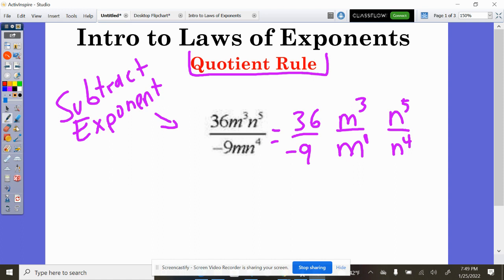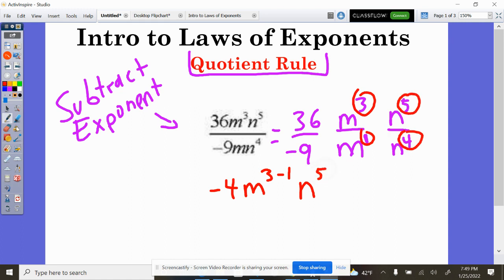So the first thing I'm going to do, even though I'm subtracting the exponents, the 36 and the negative 9 are not exponents, they are coefficients. So if we divide 36 divided by negative 9, that will give us a negative 4 as an answer. Then we are going to proceed with the m, and we are going to subtract the top minus the bottom. Now we have our n's, and we are going to subtract the top exponent minus the bottom exponent.